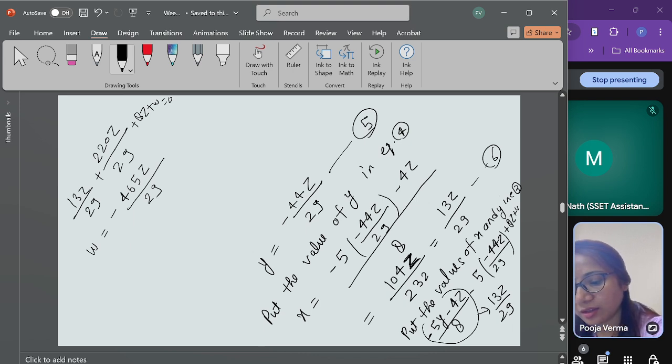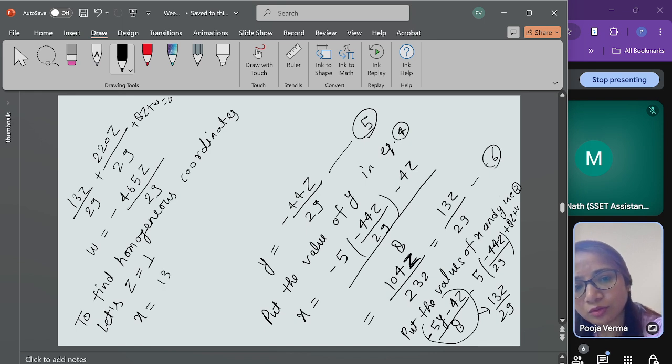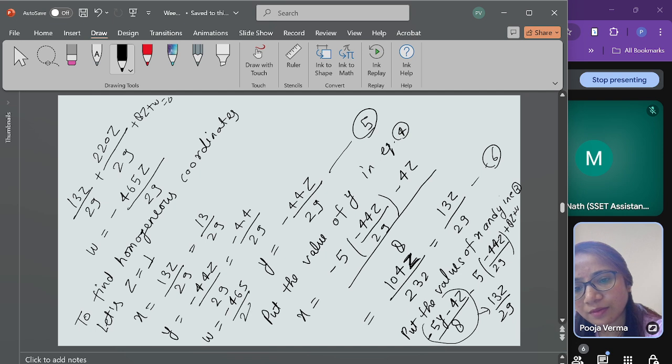To find the homogeneous coordinates, it is already in that form. We just have to assume any one value, because we have got all the x, y and w values in terms of z. Now let's assume that z is equal to 1. Then x is equal to 13z divided by 29, so you will get 13 divided by 29. The y is minus 44z divided by 29, so you will get minus 44 divided by 29. Similarly, w is minus 465 divided by 29.